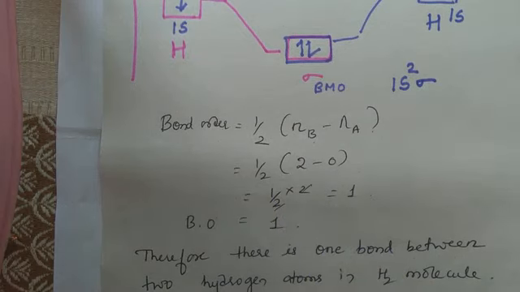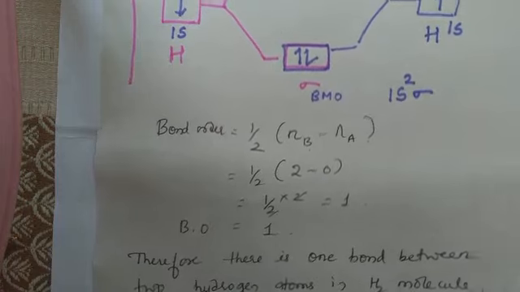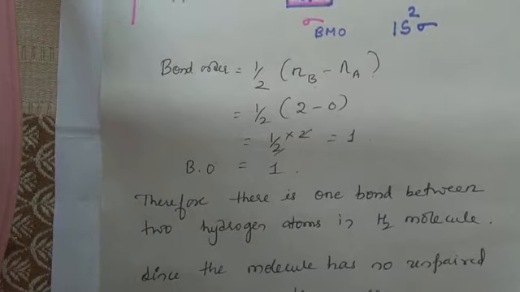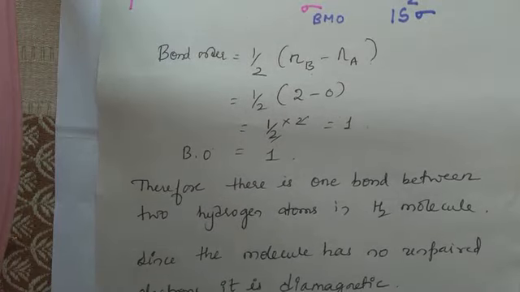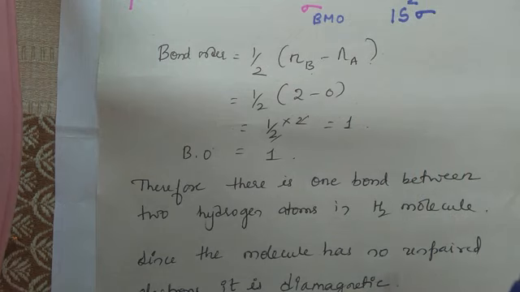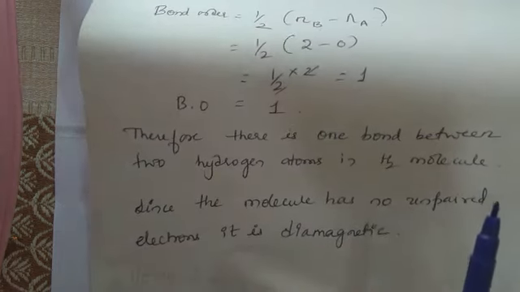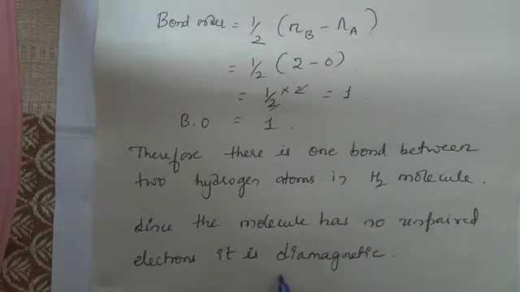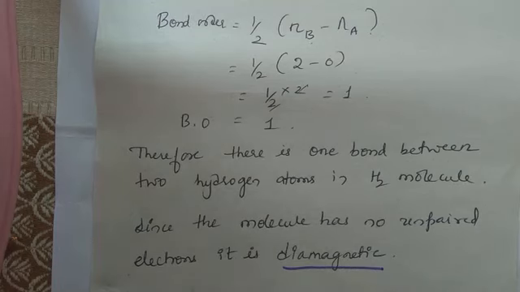What does bond order tell us? It tells us about the number of bonds present between the hydrogen atoms. Therefore, there is 1 bond between the 2 hydrogen atoms in the hydrogen molecule. Since the molecule has no unpaired electrons, are there any unpaired electrons here? No. So no unpaired electron. Therefore, the hydrogen molecule is diamagnetic in nature. If there are unpaired electrons, then it should be, yes, very good, paramagnetic.